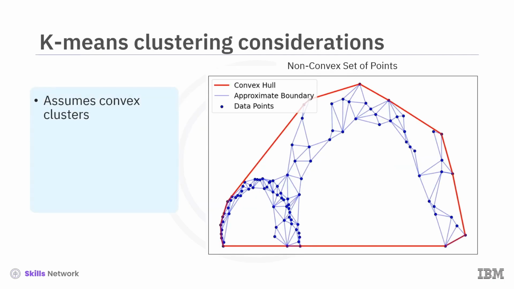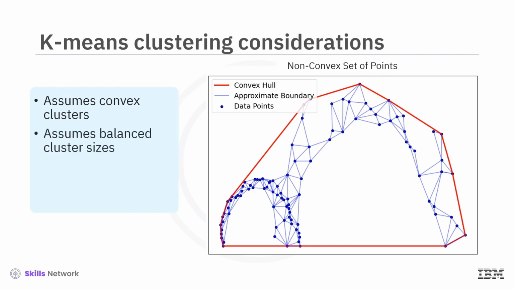K-means assumes that clusters are convex, meaning that any line drawn between 2 points remains within the cluster. The figure here shows a non-convex set of points colored blue. The boundary defined by the blue line segments approximates the boundary of the set of points. The red lines outline what is called the convex hull of the points.